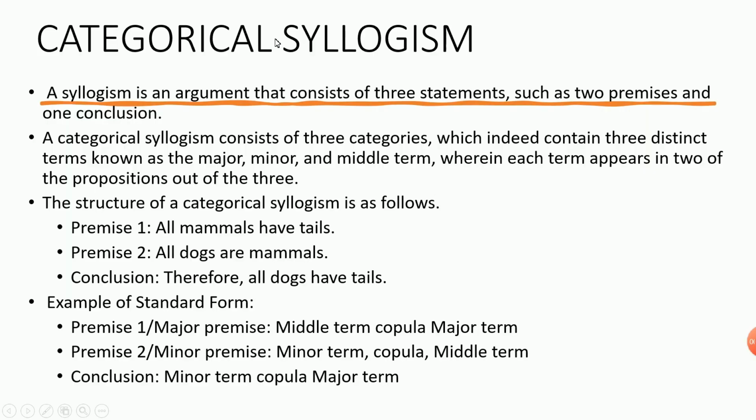So next comes the categorical syllogism. Syllogism is an argument that consists of compulsorily three statements, such as two premises and one conclusion. So a categorical syllogism consists of three categories, which contain three distinct terms known as the major, minor and middle term, wherein each term appears in two of the propositions out of the three.